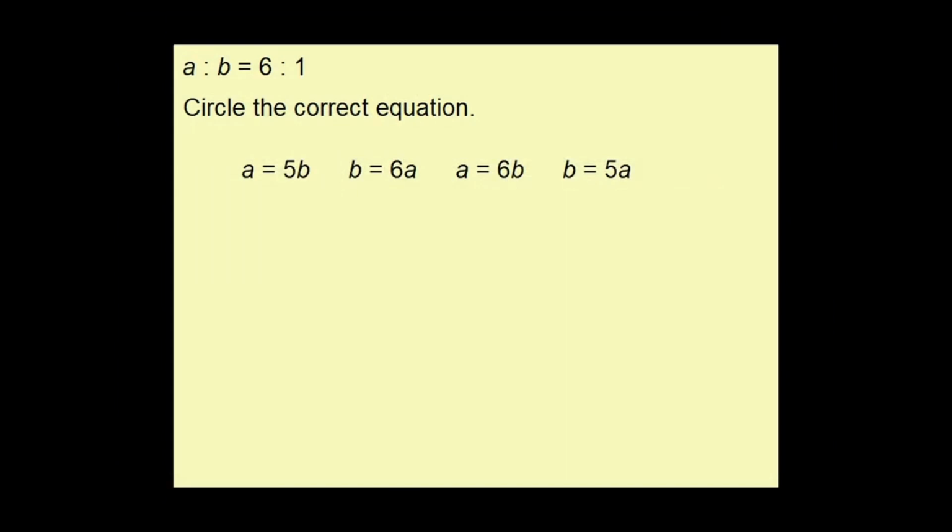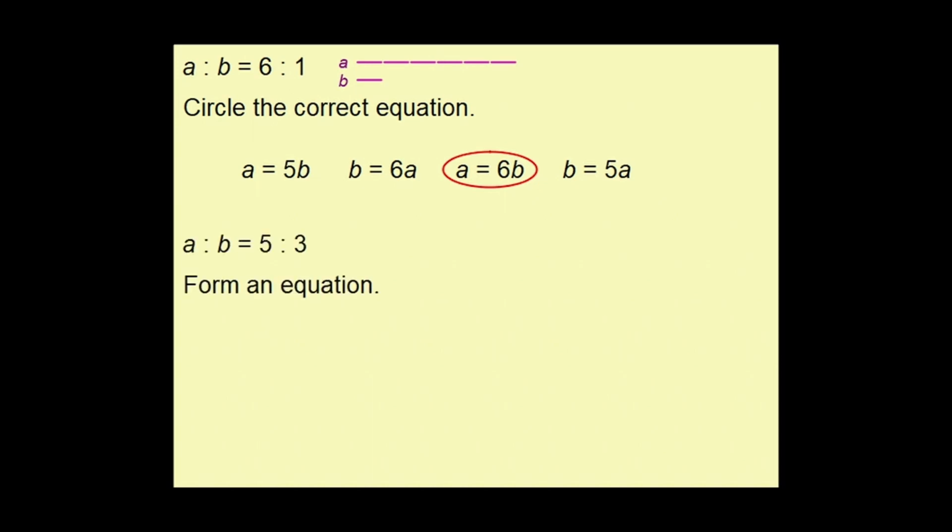In this question, I'm being asked to make an equation from a ratio. To make it easier to see which of these equations is the right one, I'm going to represent this ratio as a picture. So we have the ratio A to B is 6 to 1. So I've drawn 6 lines for A and 1 line for B. I can now see that A is 6 times longer than B, so A must be 6B. So this is the correct equation.